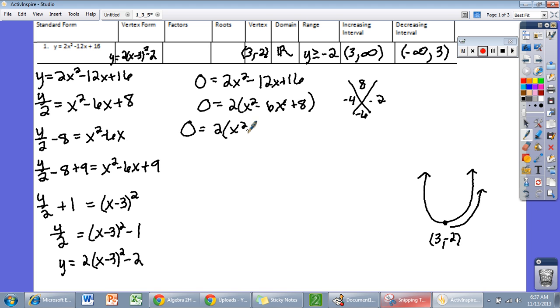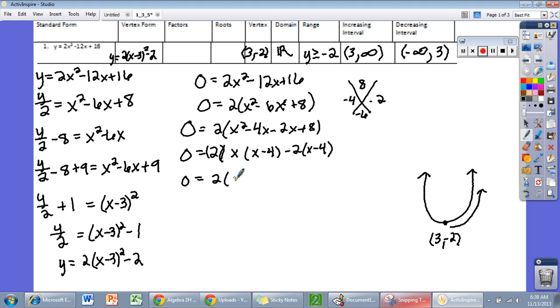So x squared minus 4x minus 2x plus 8. We can take out an x here, and that leaves us with x minus 4. And we take out a negative 2, and that leaves us with x minus 4. So when this is completely factored, it's 2 times x minus 2, x minus 4. Now be careful, do not leave out this 2. So our factors are 2, x minus 2, x minus 4.